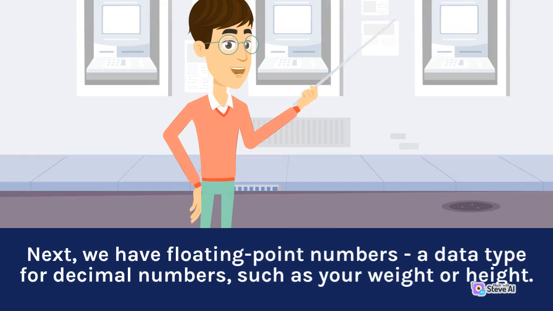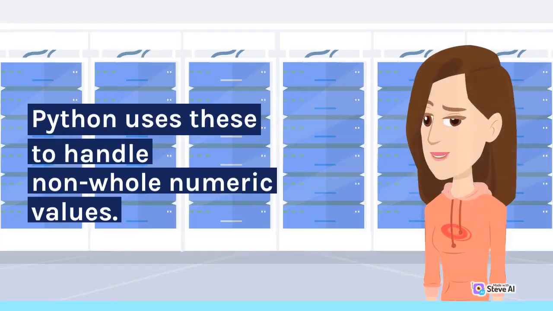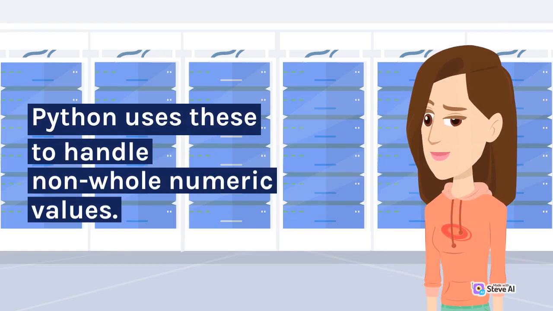Next, we have floating point numbers, a data type for decimal numbers, such as your weight or height. Python uses these to handle non-whole numeric values.